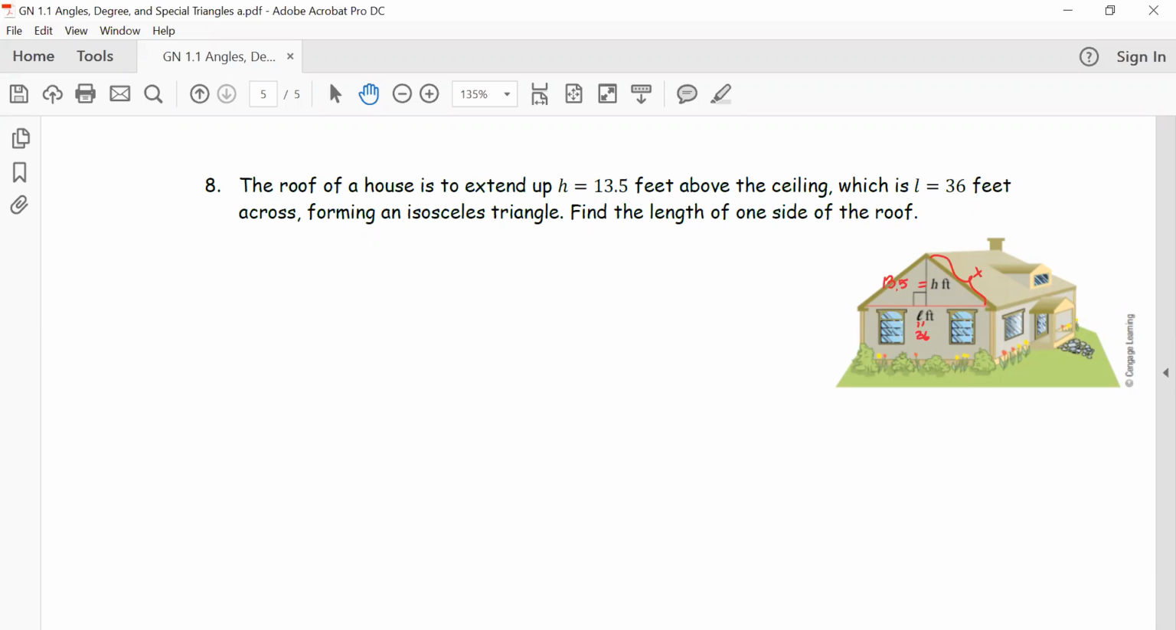So just redraw the diagram, make it easier to compute. So extended 13.5, where the length across is 36, and we're going to find x. If we extract it out, only a half of, only one part of the whole triangle. The height here is 13.5.